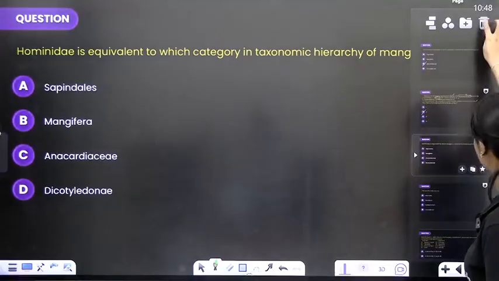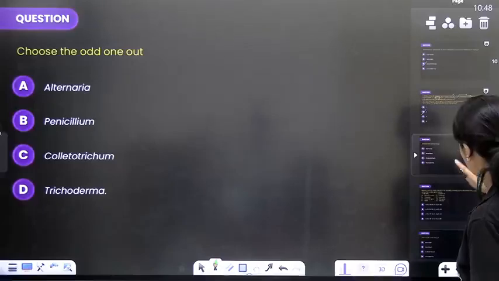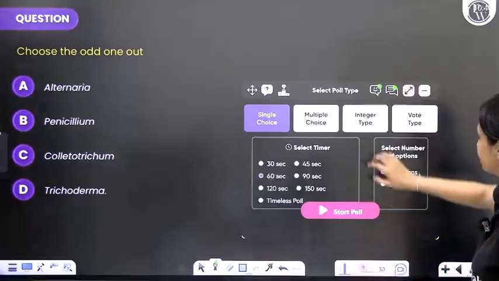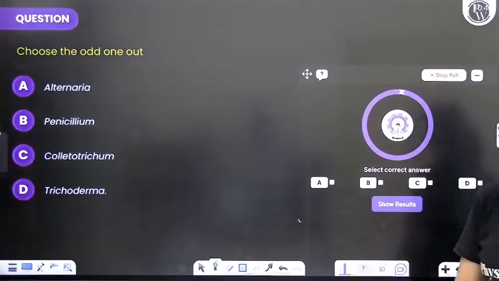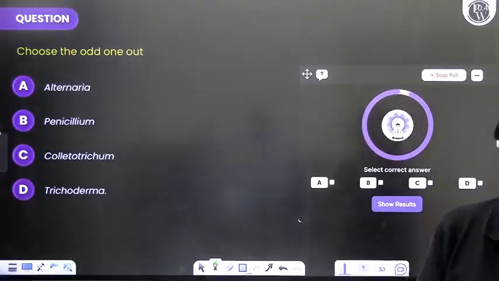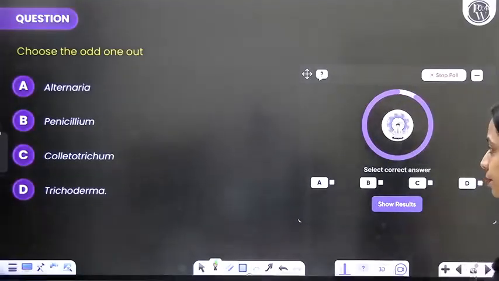God, why have I added this question 100 times? Okay. Choose the odd one out. Alternaria, Penicillium, Colletotrichum, Trichoderma.